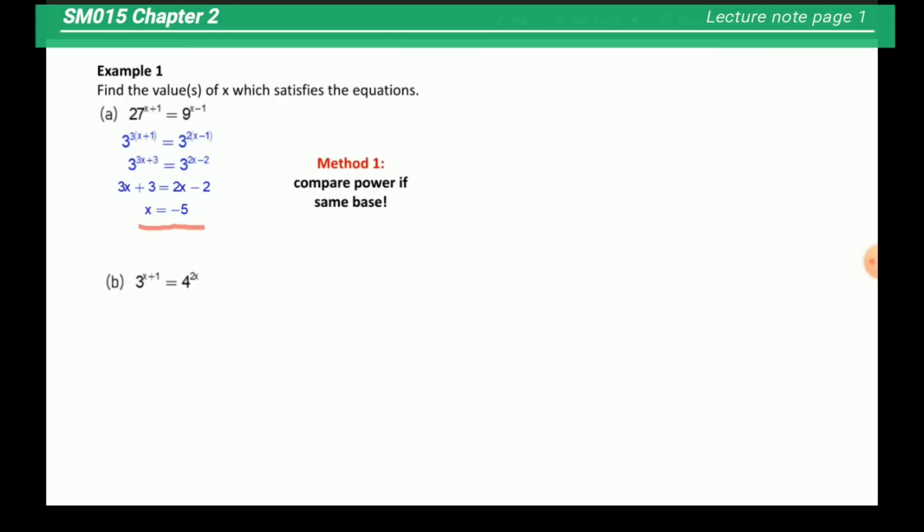Now for the second example, we have 3 to the power of x plus 1 equals 4 to the power of 2x. If you see here, the bases for both sides are not equal, and there's no way that we can reduce the base. What we can do here is take the log of both sides. This is the case when the bases of both sides are different. Then we can solve using the logarithm properties.